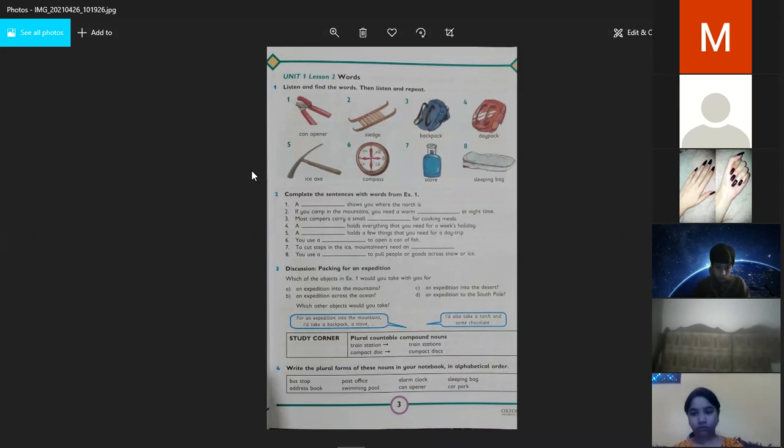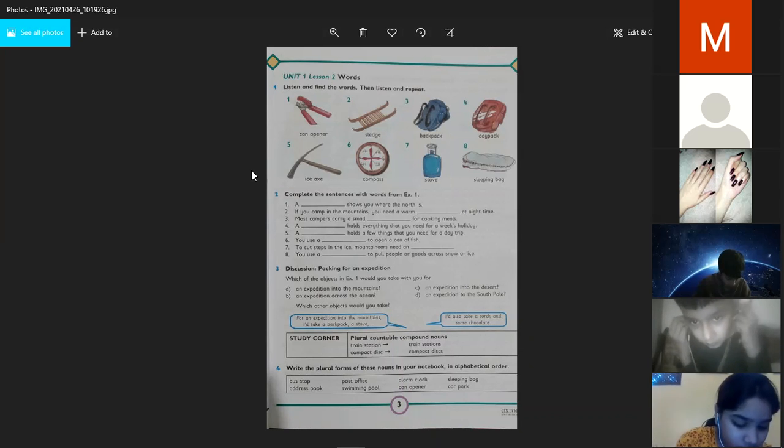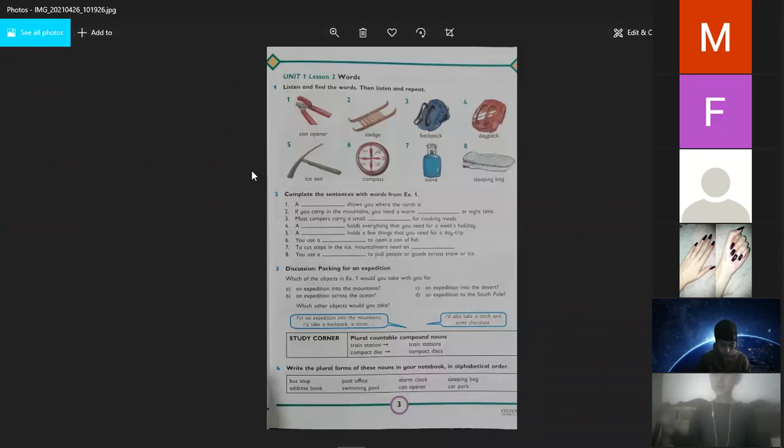Do these exercises 2, 3, and 4 on book page number 3. You have to do these exercises on book.